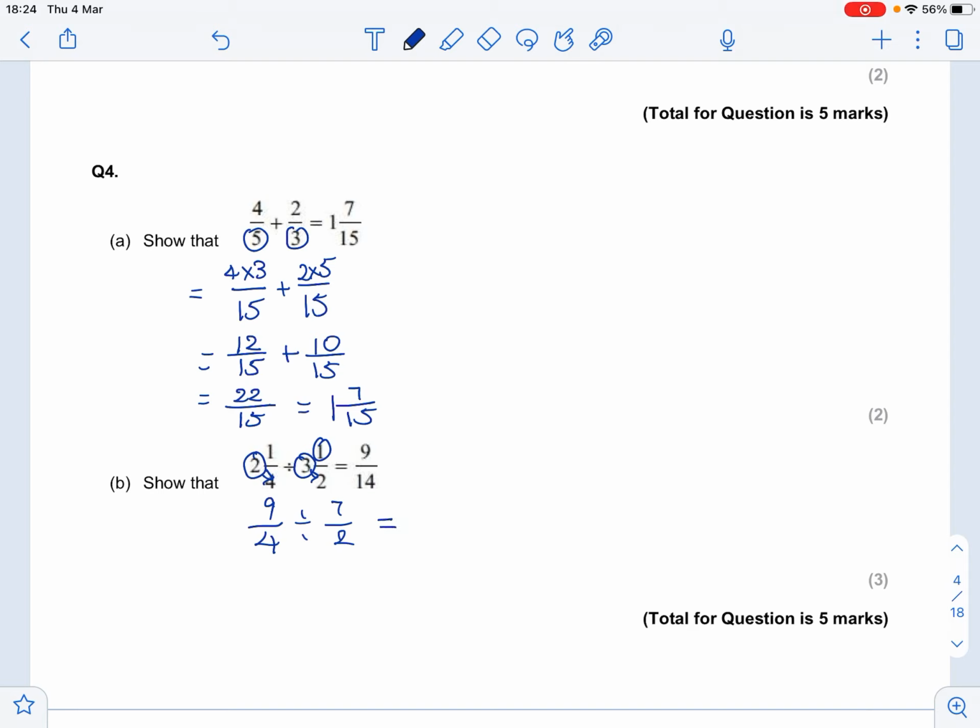Then to divide fractions, we're going to keep, change, flip. So keep the 9 over 4, change the sign, then flip the second fraction, which is 2 over 7. Then you can multiply this out, which is 9 times 2, which is 18 over 28. 4 times 7 is 28. Then this simplifies to 9 over 14.